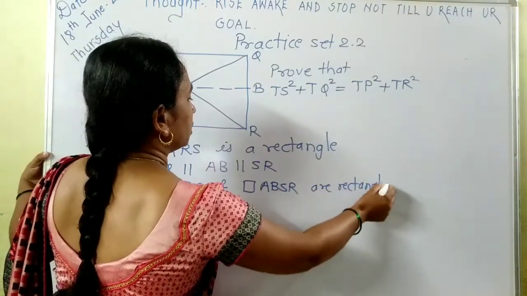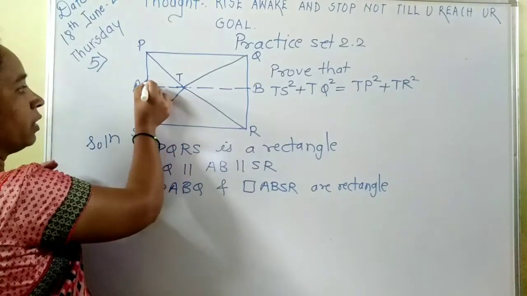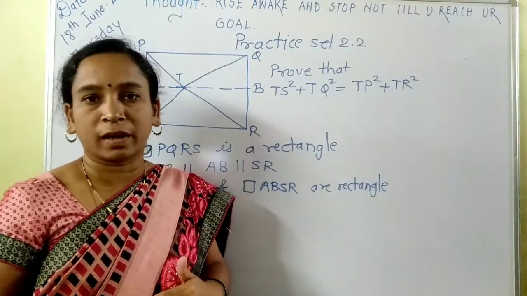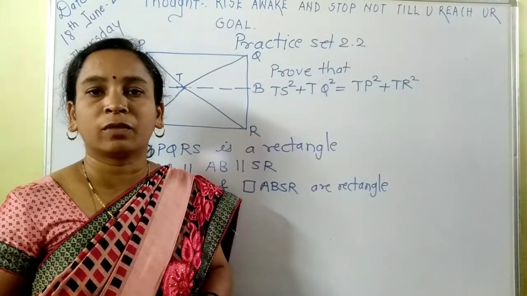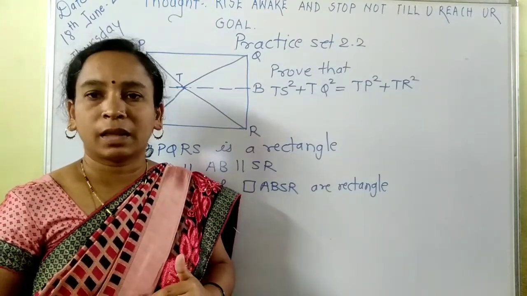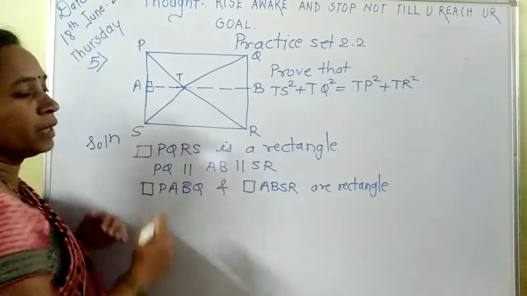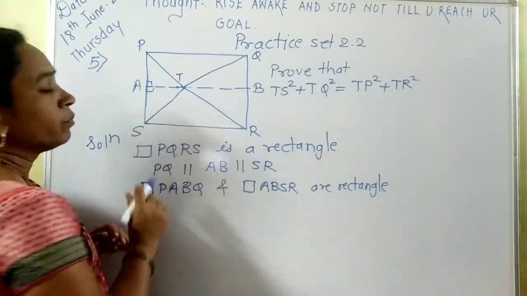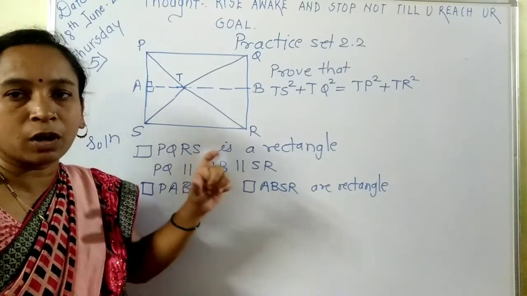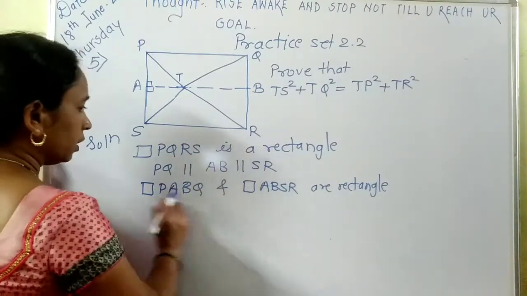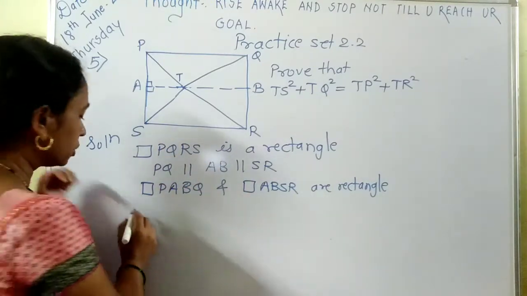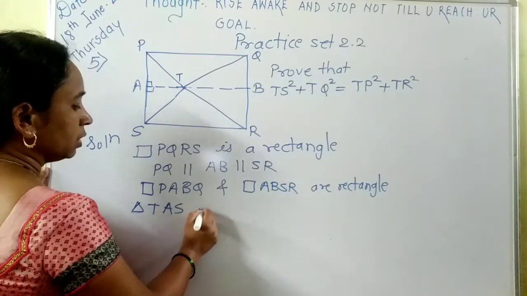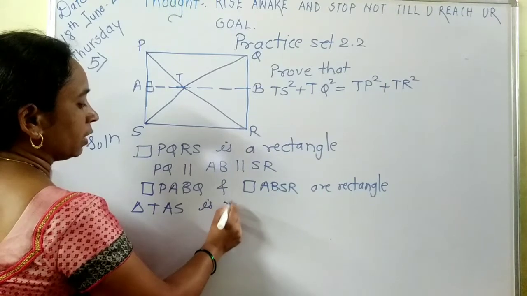And if it is a rectangle, then their corresponding angles would be 90 degrees. We know the property of angles of a rectangle: all angles of a rectangle are 90 degrees. So all angles would be 90 degrees. Now if it is 90 degrees, we'll use the Pythagoras theorem for the right triangles. So if it is a rectangle, I'll use the triangle TAS, a right angle triangle.